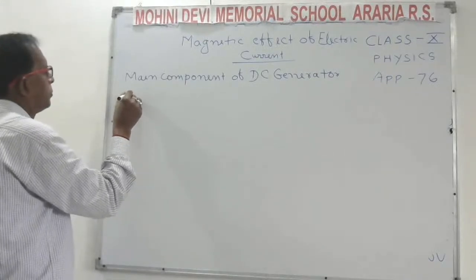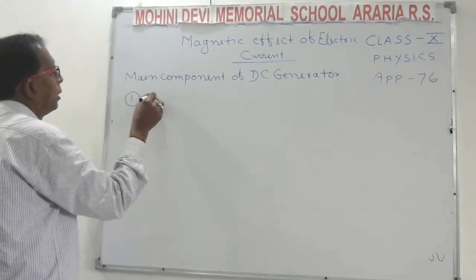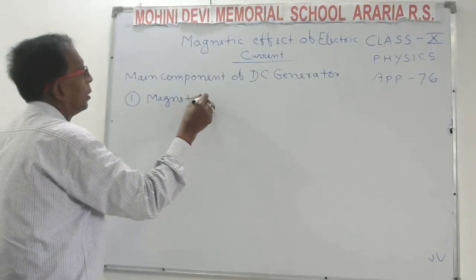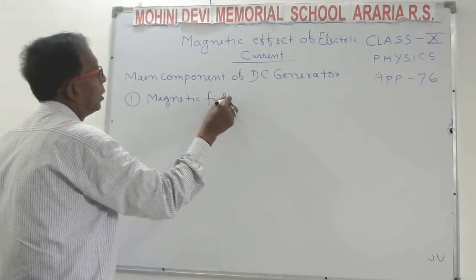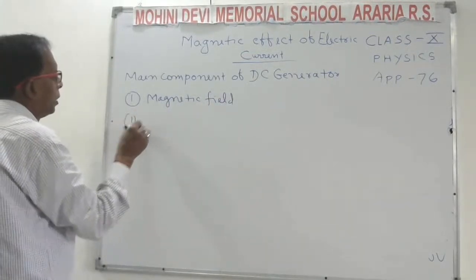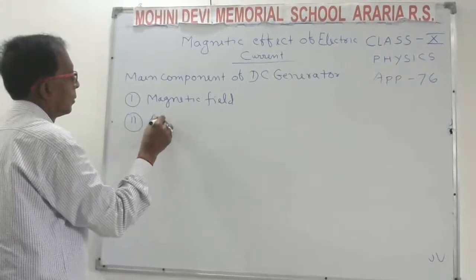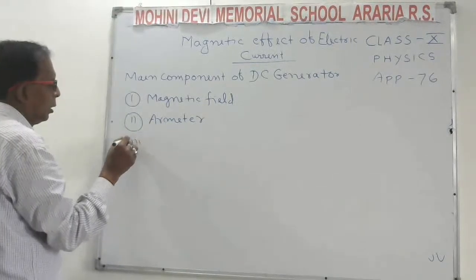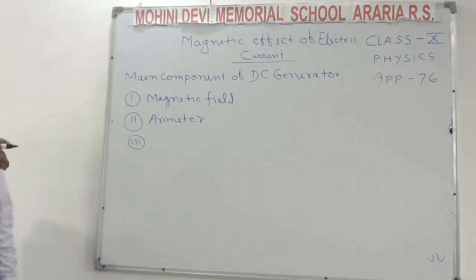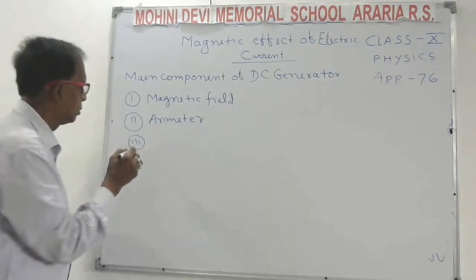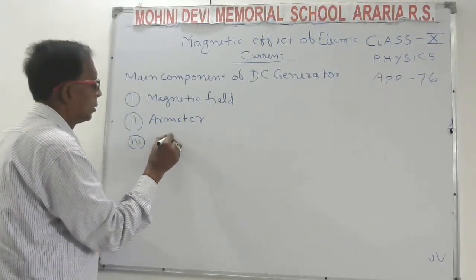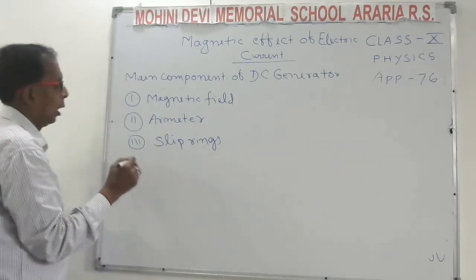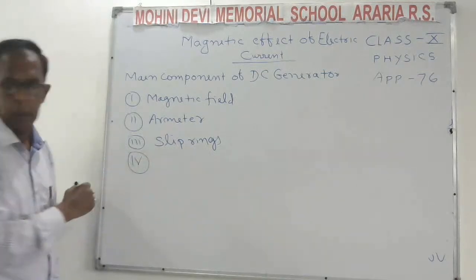The first, magnetic field. Second, armature. Third, slip rings, and fourth, source of energy.